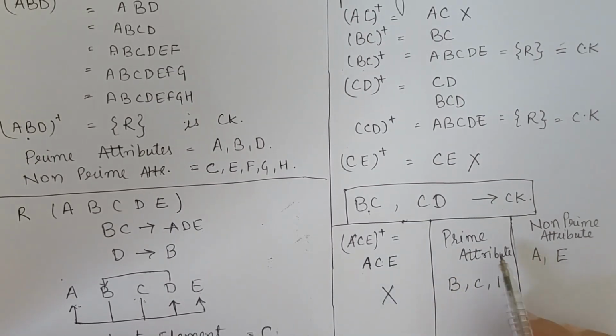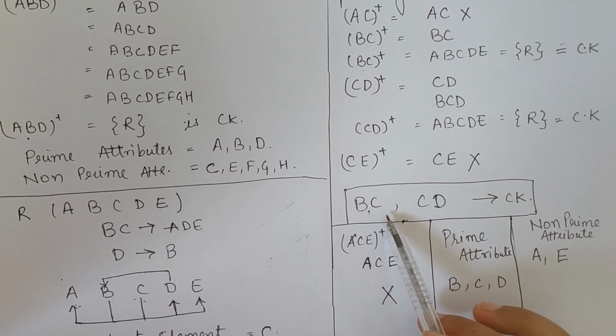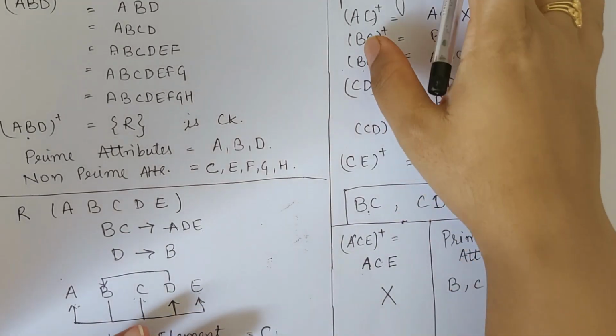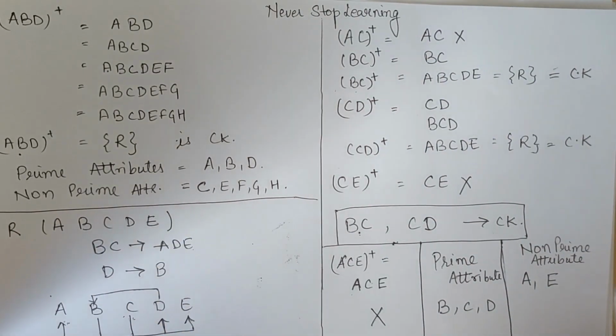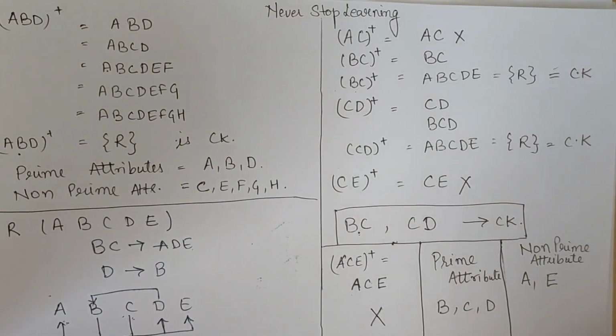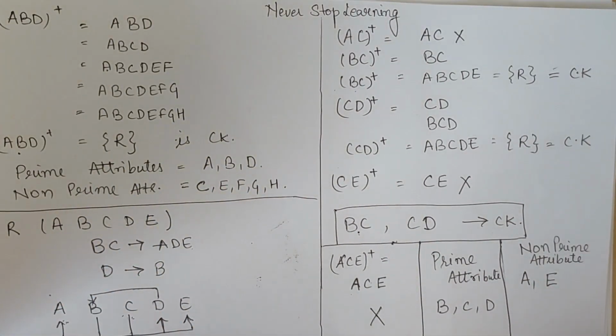So finally we concluded that for this particular question we have only two candidate keys, BC and CD, right? And the prime attributes are those which are part of a candidate key, and non-prime attributes are those which are not part of a candidate key. So like this we have tried this question. Okay, hopefully this logic is clear. How to calculate a candidate key is clear.